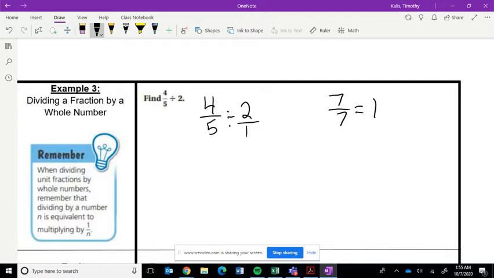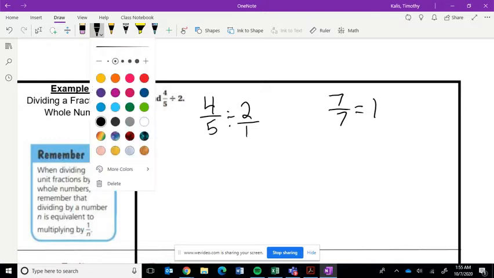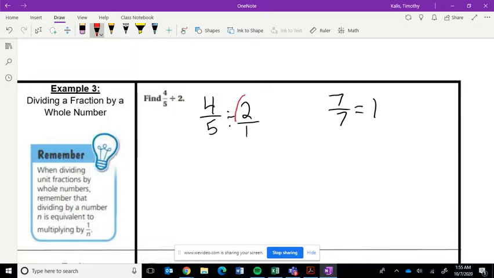So we have 4/5 divided by 2 whole, or 2/1. So we take the second fraction and we find its reciprocal, which in this case is 1/2. And then we just multiply the fractions. So our problem becomes 4/5 times 1/2. Remember to only find the inverse of the second fraction.